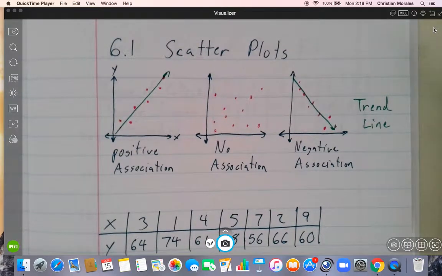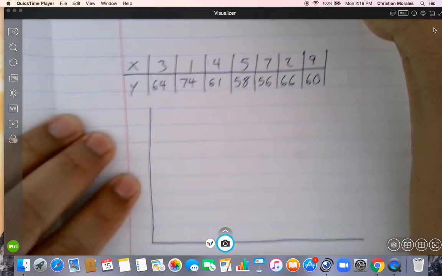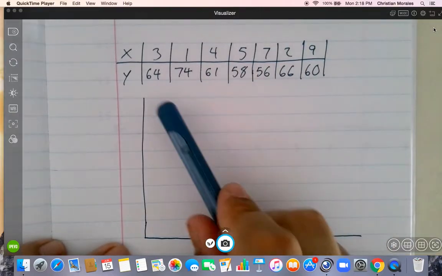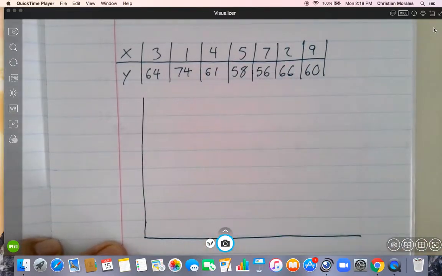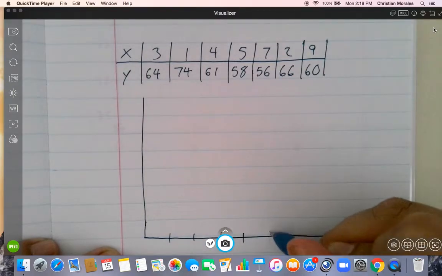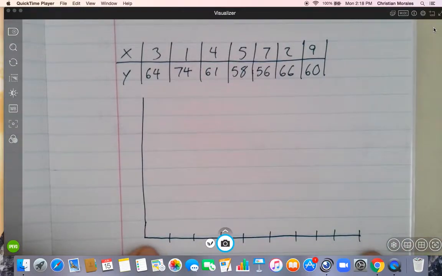Okay. Now, what I want to show you is this. What if you have to make your own scatter plot? So let's say you have a collection of x and y points, all right? So you have 3, 1, 4, 5, 6, 7. So this one's pretty straightforward. You can do 1, 2, 3, 4, 5, 6, 7, 8, 9. And then you're good with your x-axis.